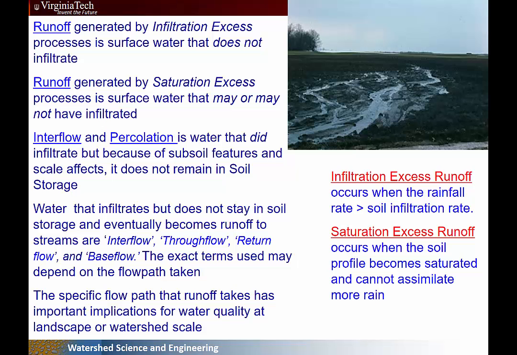Again, saturation excess runoff occurs when the soil profile becomes saturated and cannot infiltrate more rainfall. The specific flow path that the runoff takes has implications for water quality at the landscape and watershed scale. So infiltration excess runoff tends to create more erosion. You get a lot of sheet and rill erosion occurring on fields from infiltration excess runoff. Whereas with saturation excess runoff, you tend to get more things like stream bank failures, near stream erosion, things like that, where you've got high moisture content in the soil that loses its cohesivity, and you can get that type of failures.